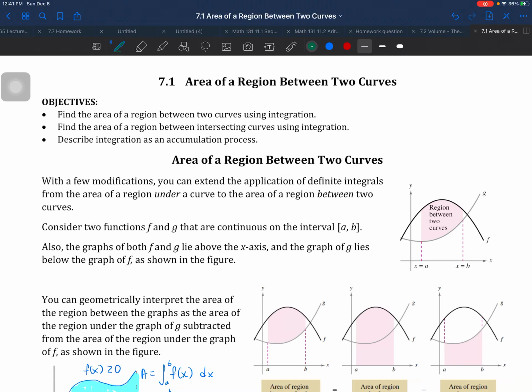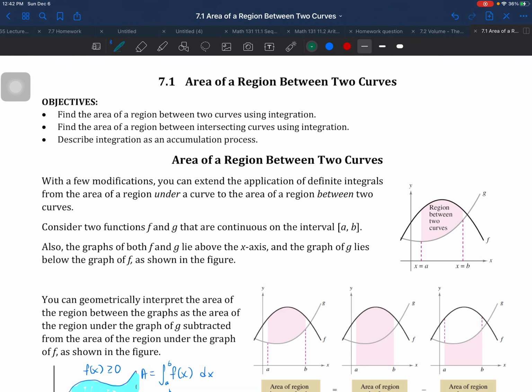Hi class, welcome back. Today we're going to discuss once again the area under the region, but this section is going to be a little more specific. It's going to be the area of the region between two curves.